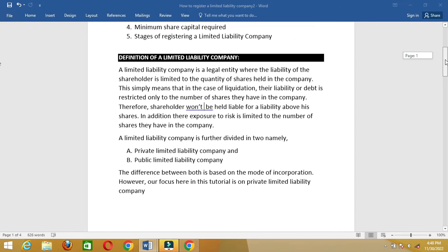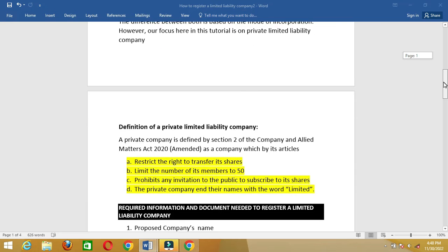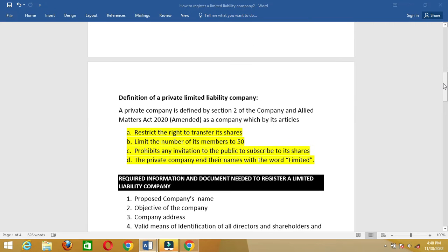Now, a private company is defined by Section 2 of the Companies and Allied Matters Act 2020 as amended as a company which by its articles, number 1, restricts the right to transfer its shares. That simply means that members of the company are restricted from transferring their shares to others. Number 2, limits the number of its members to 50. Now, the total number of people that can form a private limited liability company is just 50. Number 3, prohibits any invitation to the public to subscribe to its shares.